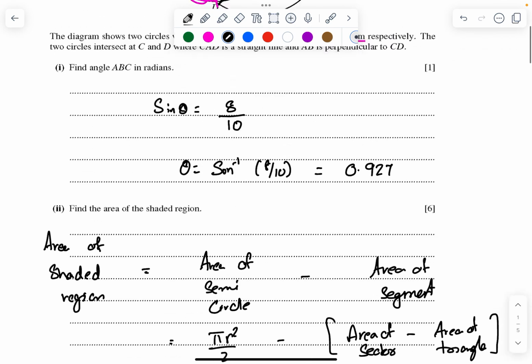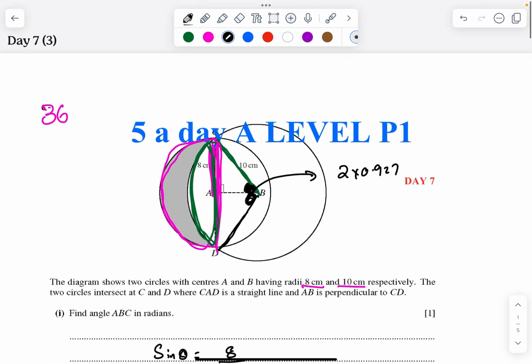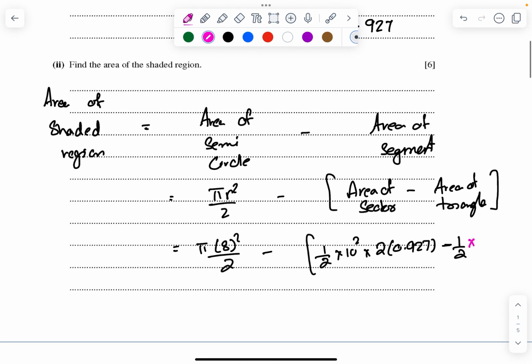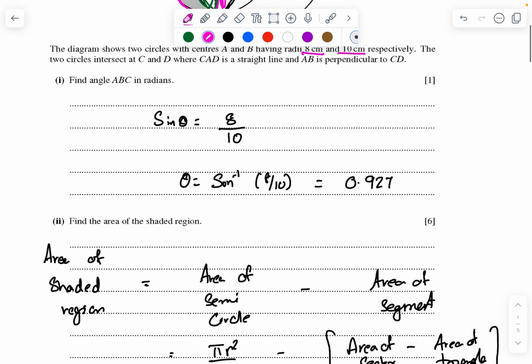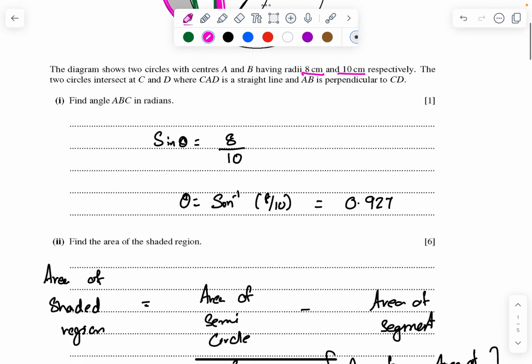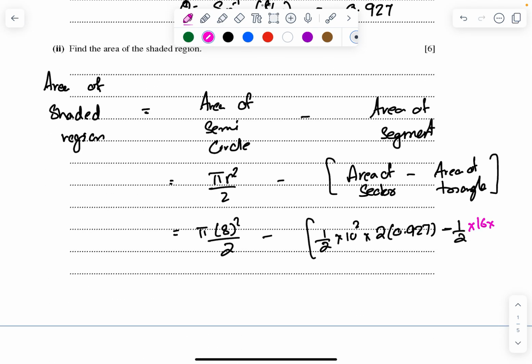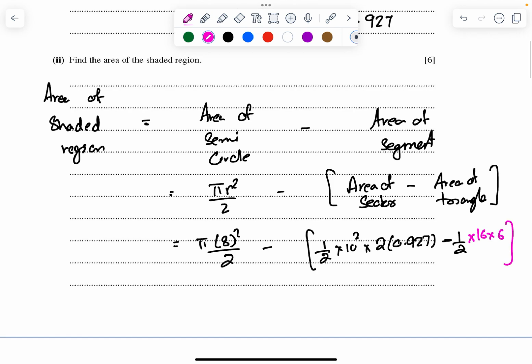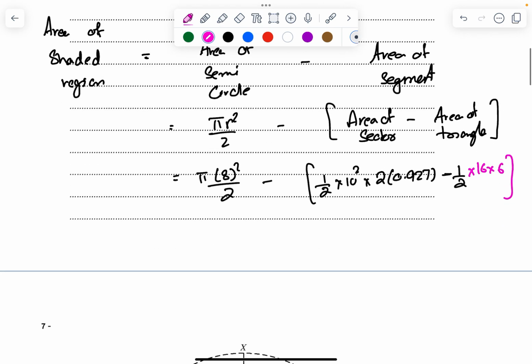The area of a triangle is half base times height. What is the base? Base is 16 and height, by Pythagoras theorem, is the square root of 10 square minus 8 square, which is going to be 6. So half, base is 16, times the height, which is 6. When I simplify this, I am going to get the answer 55.8. That is going to be the final answer.